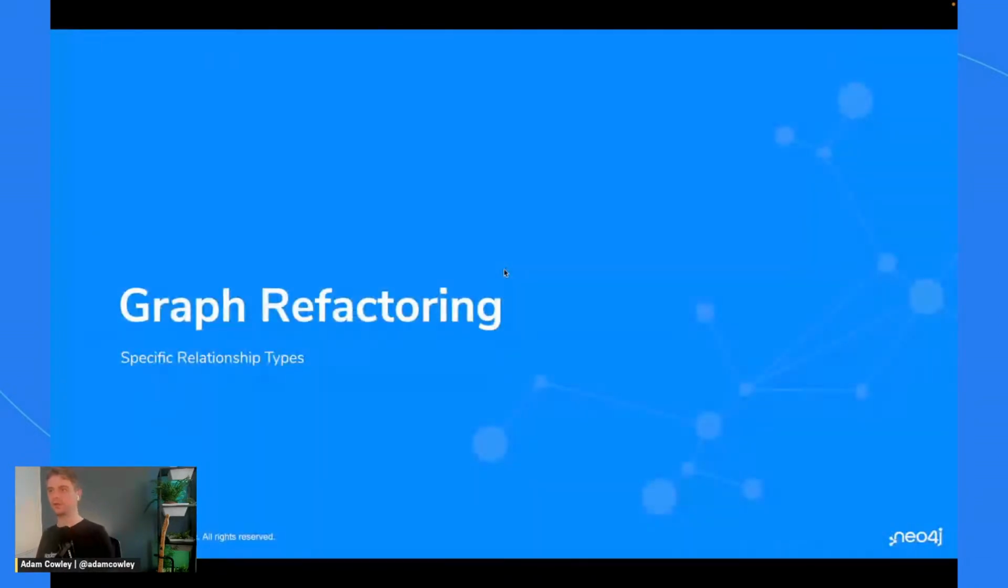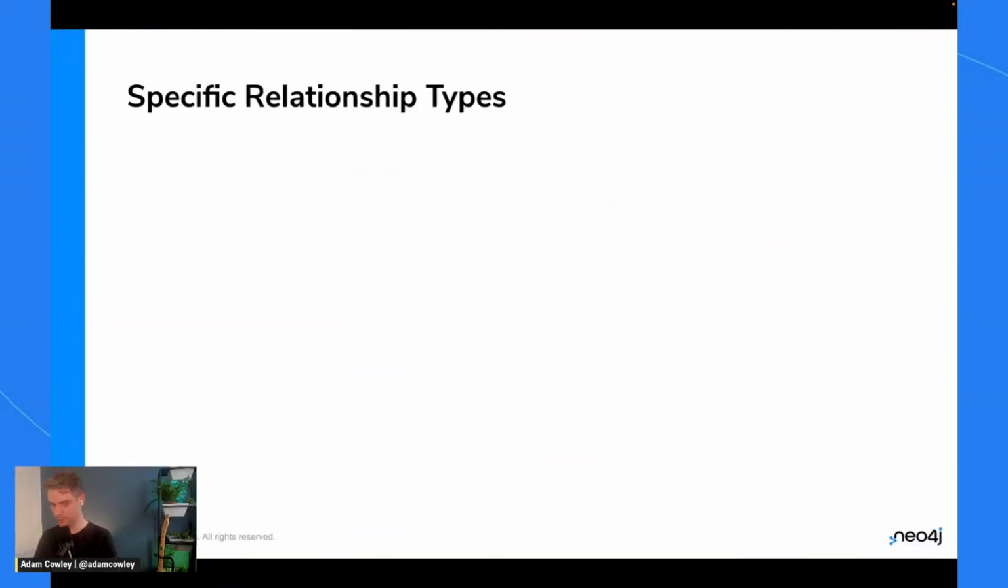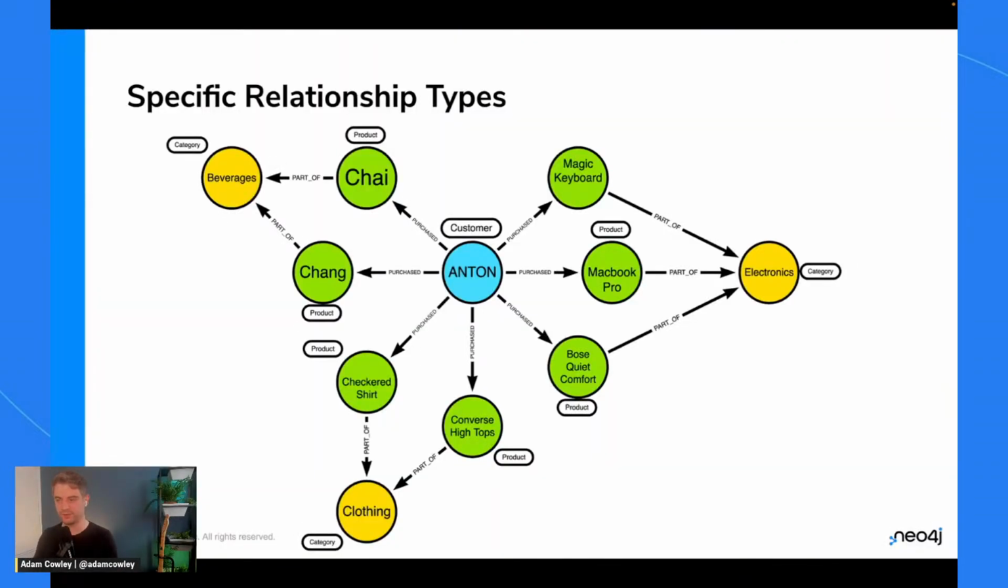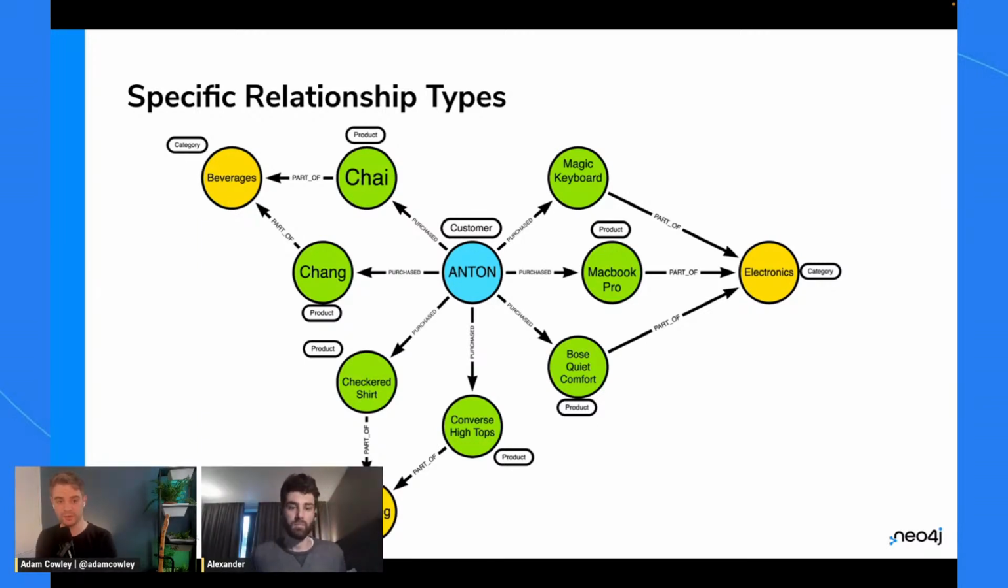Cool. And then the next thing, I won't go into too much detail on this one, but specific relationship types. So let's say we've got this small graph here. We've got customers, or a customer that's purchased.